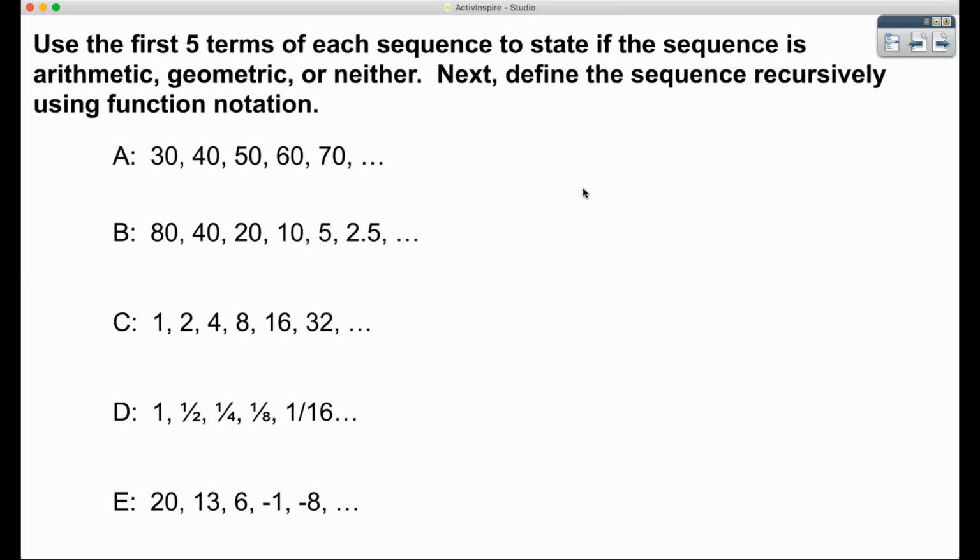That is, figuring out whether each sequence is arithmetic, geometric, or neither, and then defining the sequence recursively using function notation. So pause the video and complete that. Once you have done that, and again, take as long as you need, you're going to unpause the video and we will review.